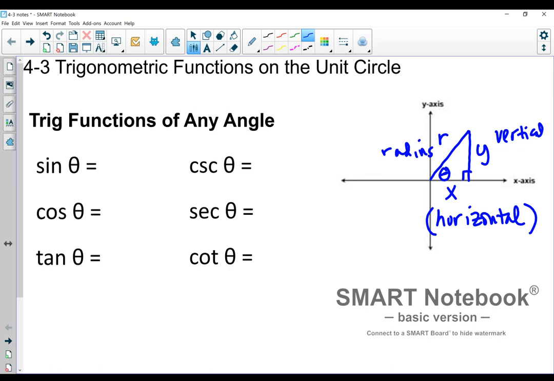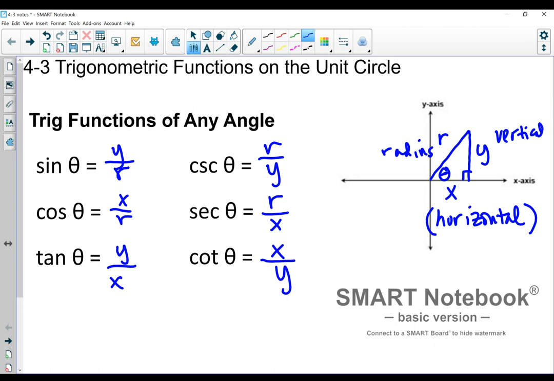So our sine of theta is now y over r. Cosine of theta is now x over r. Our tangent is y over x. And then we'll go through and do our reciprocal functions. And then I want to explain to you the way that I use to memorize these.